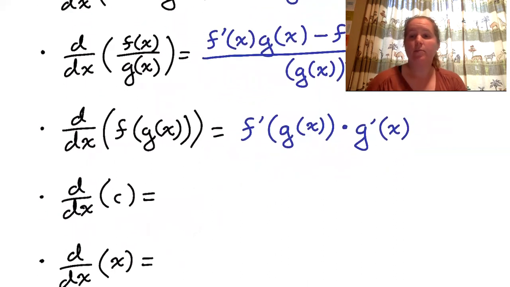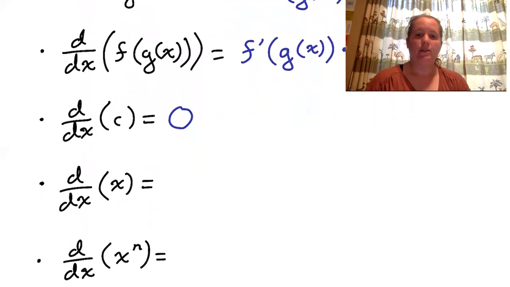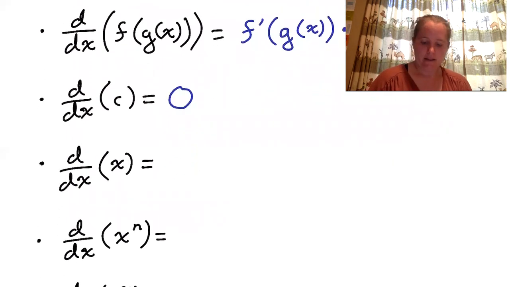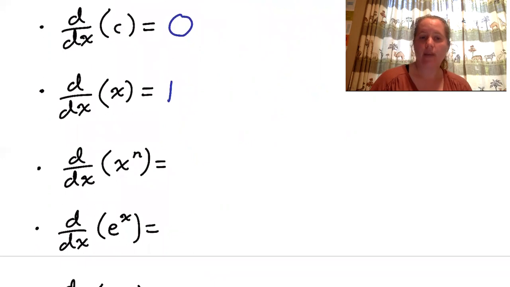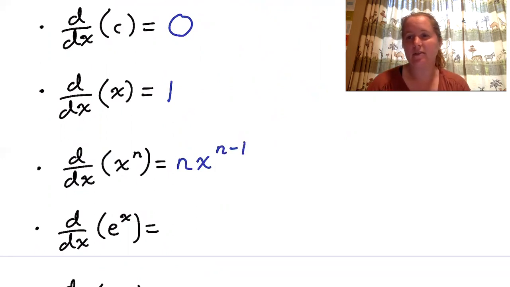Next up, we have just our basic derivatives. If we want to take the derivative of a constant, that is always 0. If we wish to take the derivative of x, we wind up simply getting 1. The derivative of x to the n was n x to the n minus 1. That's our power rule. Again, this is for all n other than n equal to 0.